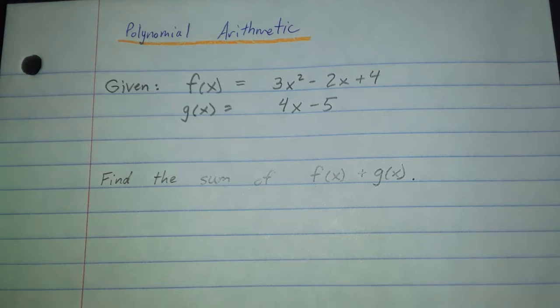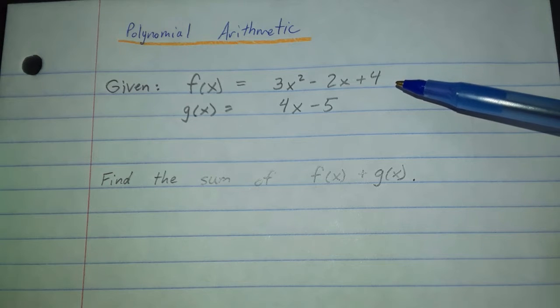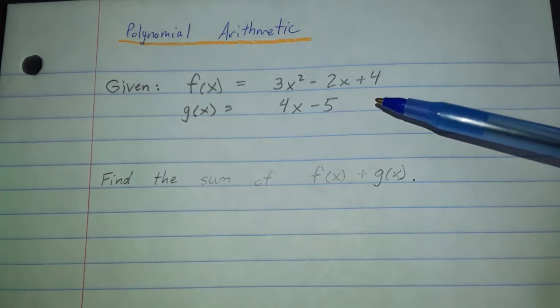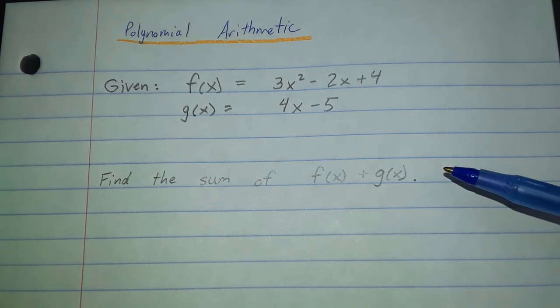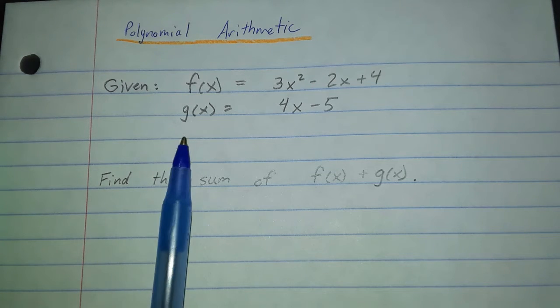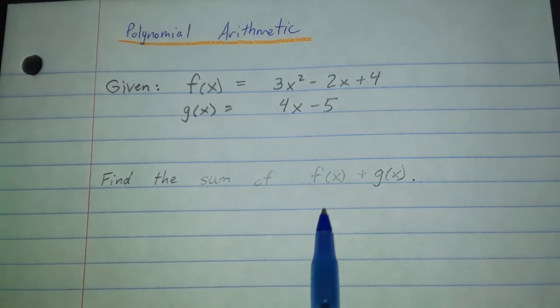Alright, we are going to look at polynomial arithmetic, and we are going to be given ahead of time the function f of x equals 3x squared minus 2x plus 4, which is a quadratic, and g of x is equal to 4x minus 5, which is a linear equation. And the first thing we're going to be told to do is find the sum of f of x plus g of x. So I'm going to come up here and grab f of x and write it down. Then I'm going to grab g of x and write it down.